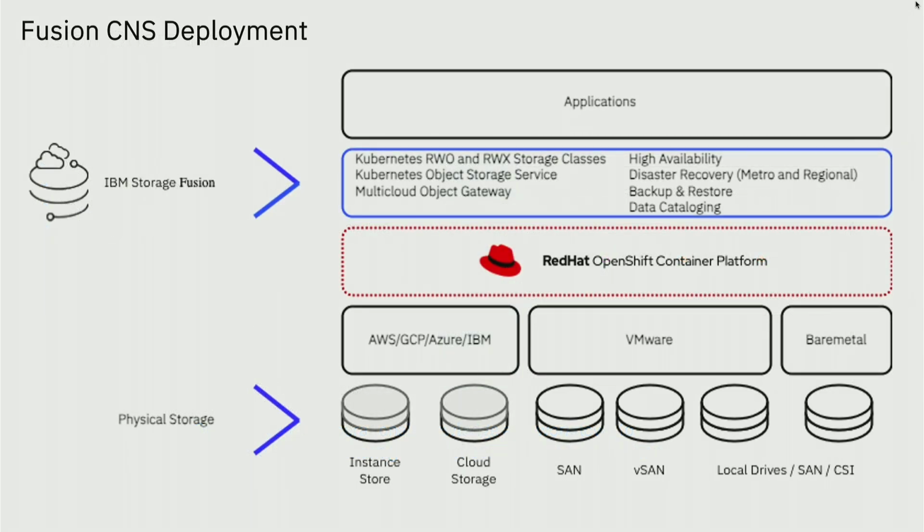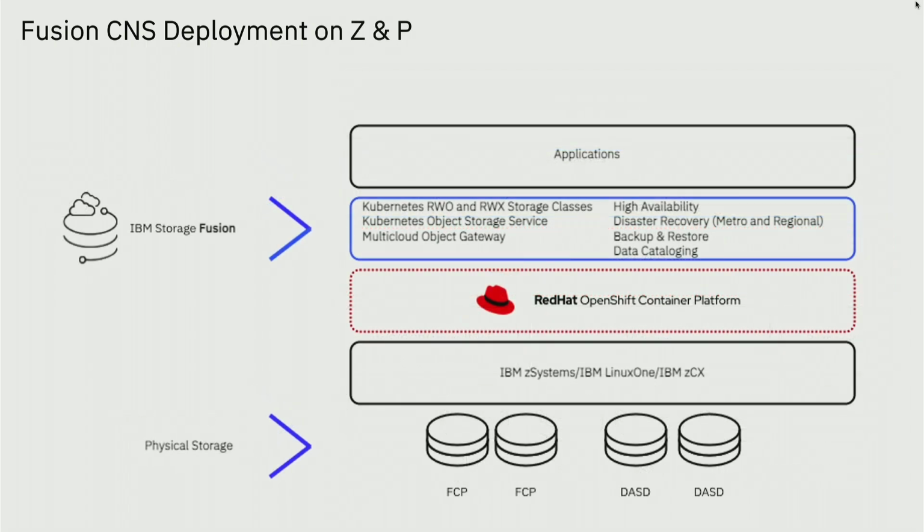So we can do CNS, and we can do CNS on any of the platforms we have, right? Whether it's IBM P for Power, Z for the mainframe, OpenShift on x86, anything you want, bare metal or virtualized, we can deploy what we call CNS, or you will hear the term internal mode. We can also do CNS in Z and P. The only thing that's going to be different is the type of physical storage we use.